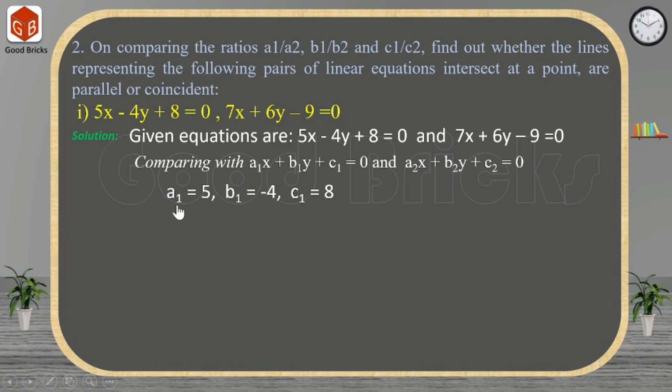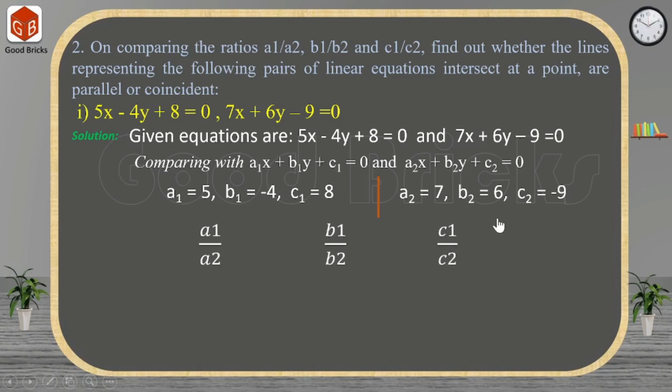write values like here. In place of a1 you have 5 in the first equation. Means what is 5? 5 is the coefficient of x. Similarly, in place of b1 we have minus 4. Again, what is minus 4? It is the coefficient of y. And the c1 value we have is 8. And let us compare this second equation with this equation. Then you can write the a2, b2, c2 values.